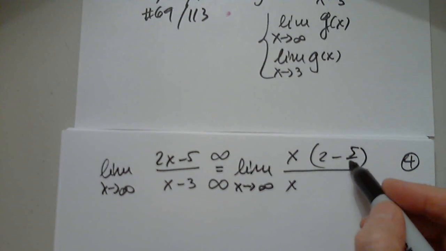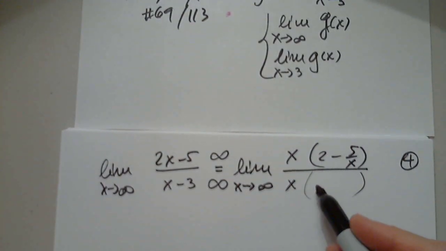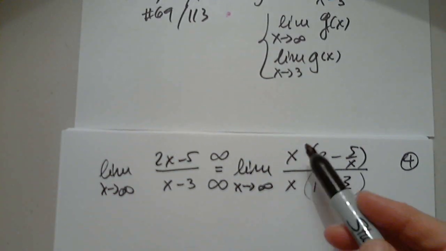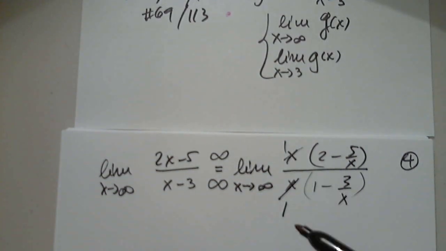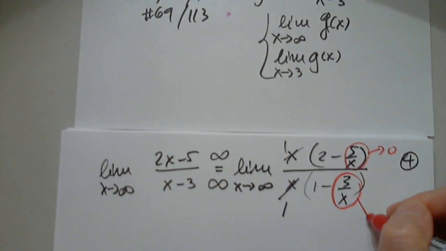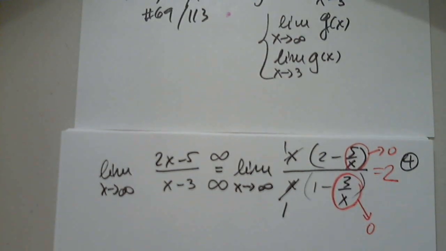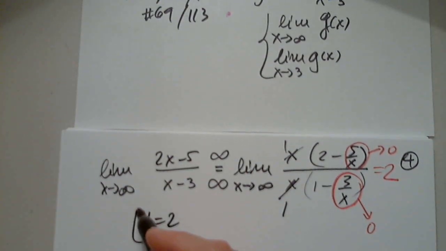So I have 2 minus 5 over x. It happens that the denominator has the same degree. I have to factor out x, and I have 1 minus 3 over x. So I'll simplify x with x. And again, if you remember, when x approaches infinity, 5 over infinity approaches 0, and 3 over infinity also approaches 0. So then the limit is 2 over 1, which is 2. I would immediately write, because x approaches infinity and the limit is 2, that y equals 2 is a horizontal asymptote.